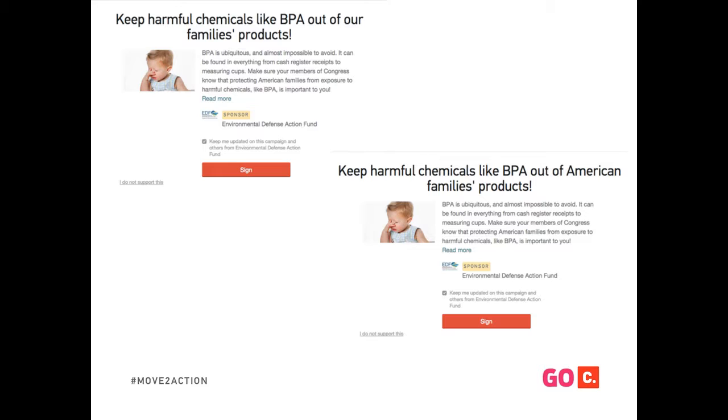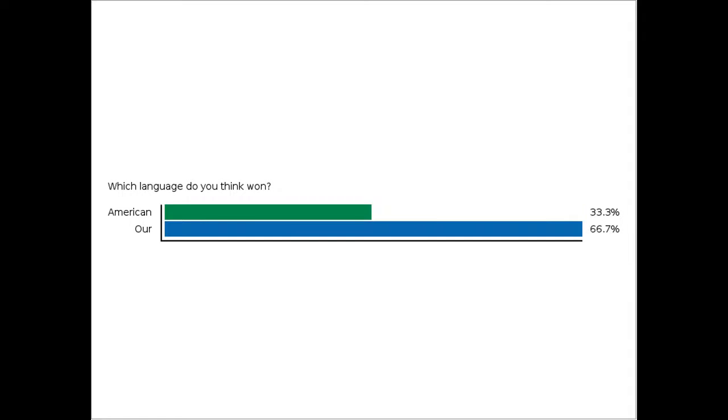So the top one is "keep harmful chemicals out of our family's products," and the bottom one is "keep harmful chemicals out of American families' products." So they wanted to test this language and see which resonated better with their audience, which was going to get more signatures. So again, let's see if everyone can get this one correctly as well. It's a super subtle change. Gwen, what do you think this one is?